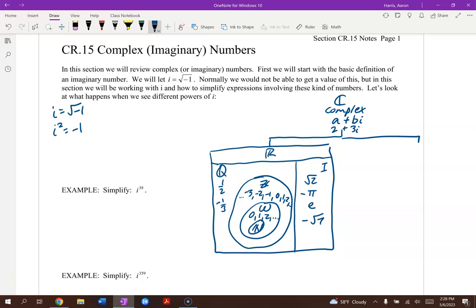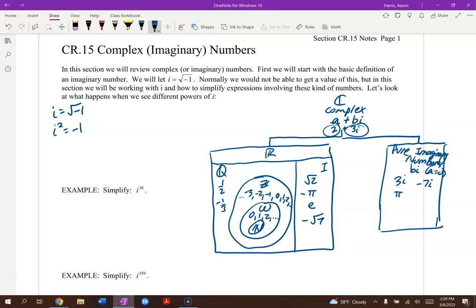Now the complex numbers are made up of a real part and an imaginary part. So you have your pure imaginary numbers over here. Pure imaginary numbers, that's the bi part. In other words, a would be 0 here. So like 3i or -7i or even pi i, as long as that b part is a real number, or negative e. e is also an irrational number. We'll talk more about e later in this course. But let's get back to solving these then.